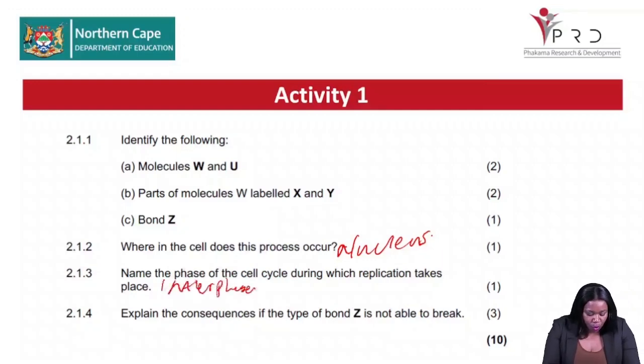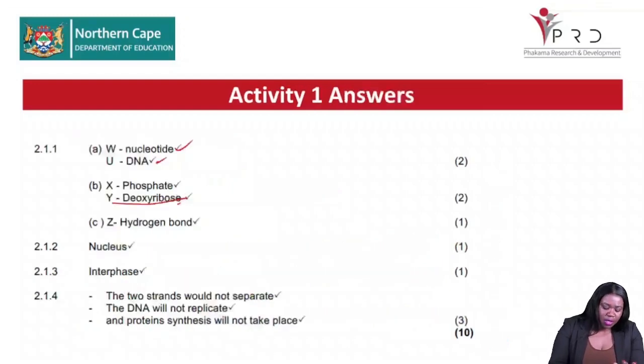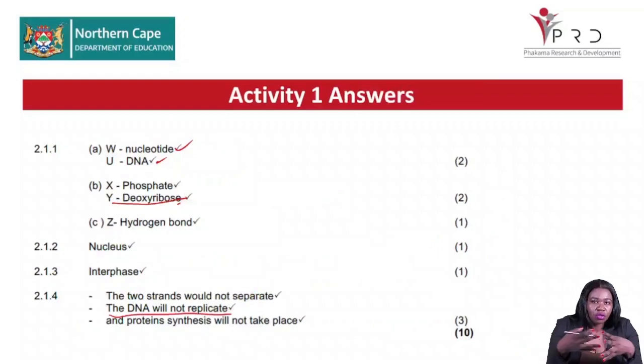And then 2.1.4 says, explain the consequences if the type of bond Z is not able to break. So what would happen if the weak hydrogen bonds do not break? It means that the strand will not be able to unzip or separate, right? And then that will mean that the DNA will not be able to replicate because the free nucleotides will not be able to bond to any exposed nitrogenous bases. And therefore, it also means that protein synthesis will not be able to take place.